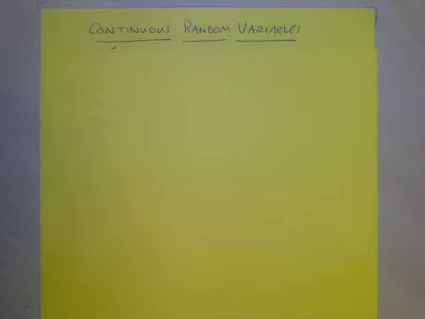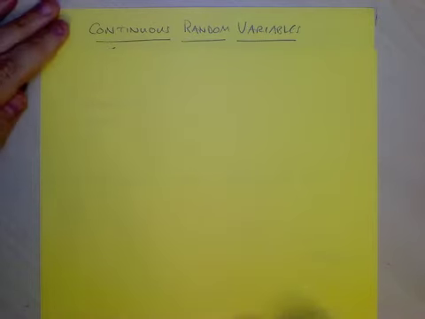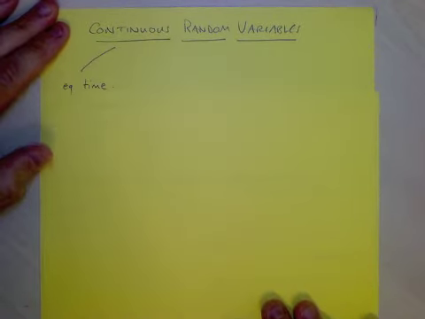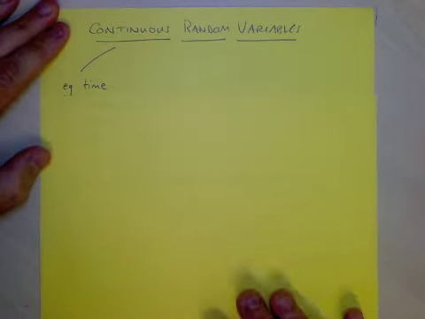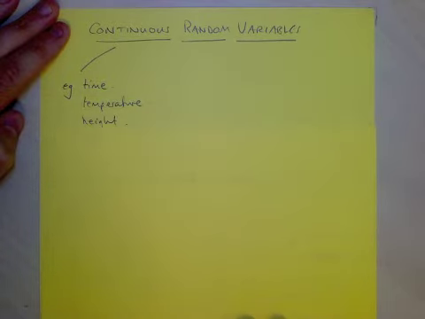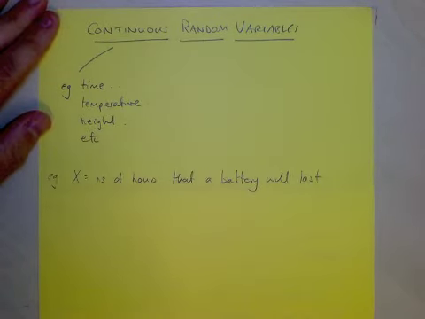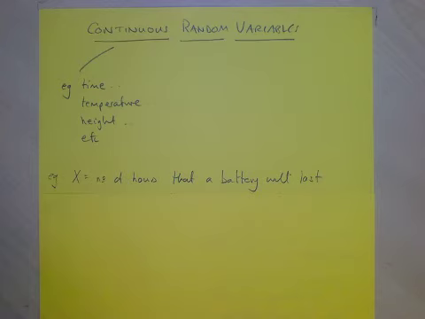Okay, we're going to develop our work on random variables now to take a look at continuous random variables. And just as a reminder, a continuous variable is one that can take any value within a particular range. So we're going to be considering quantities such as time, temperature, height, any of the continuous variables that we may have met before.